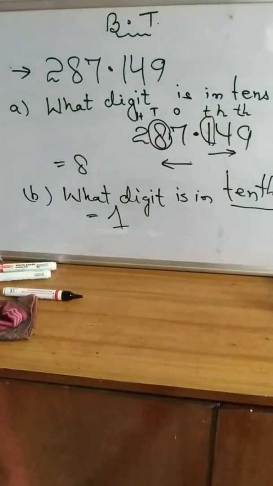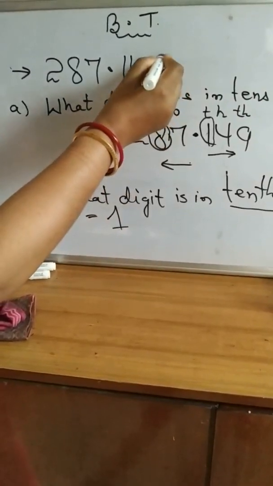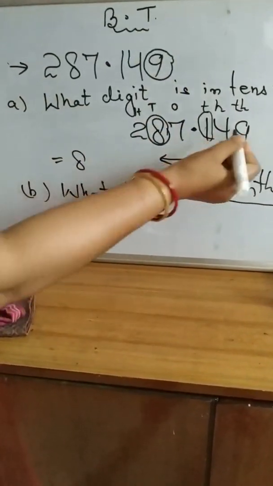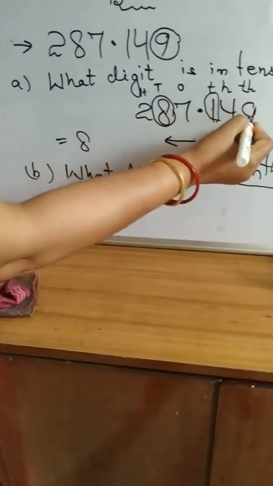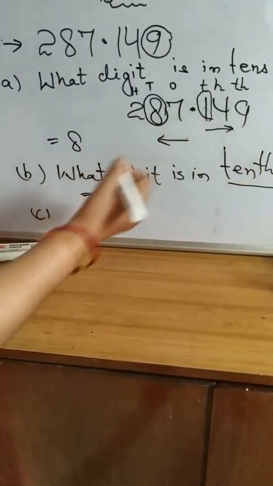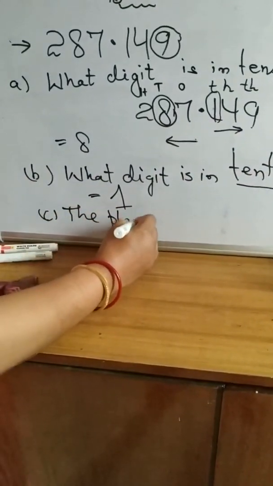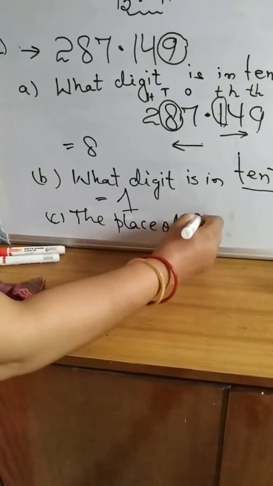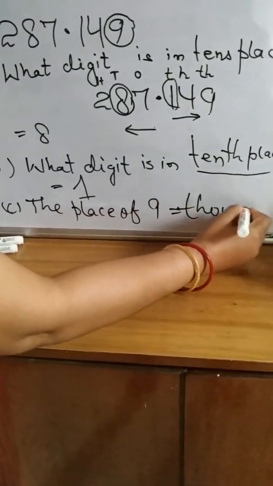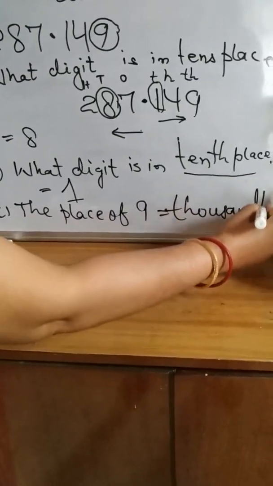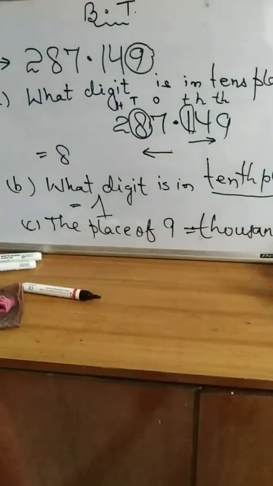And what is the place of 9? Next question is, what is the place of 9? The place of 9 is the thousandths. The place of 9 is thousandths. Okay.